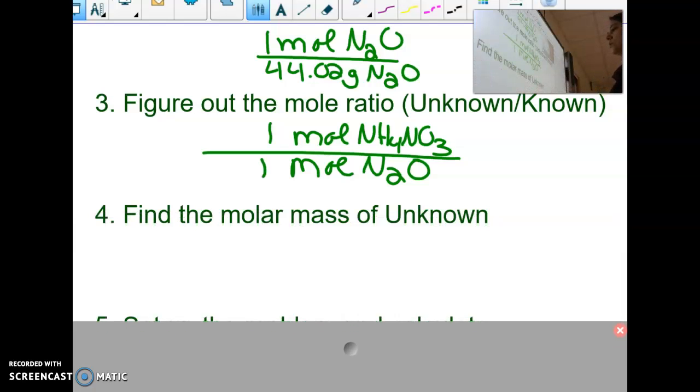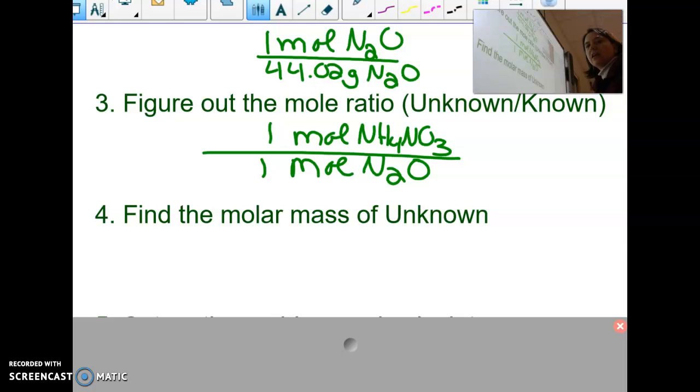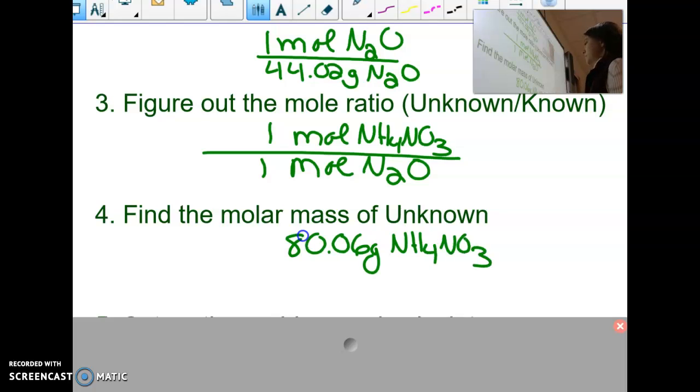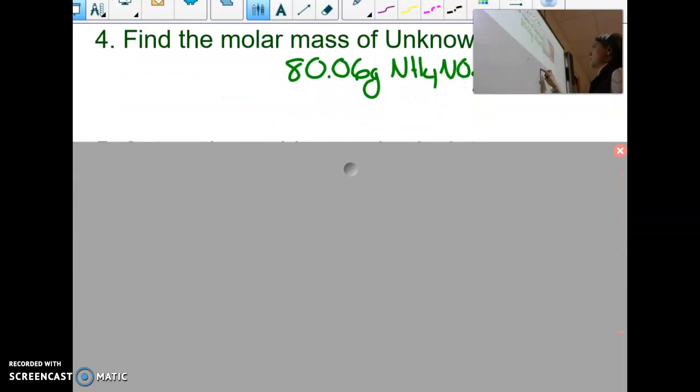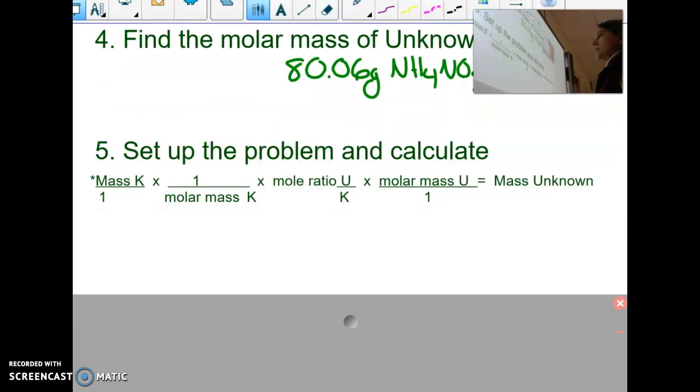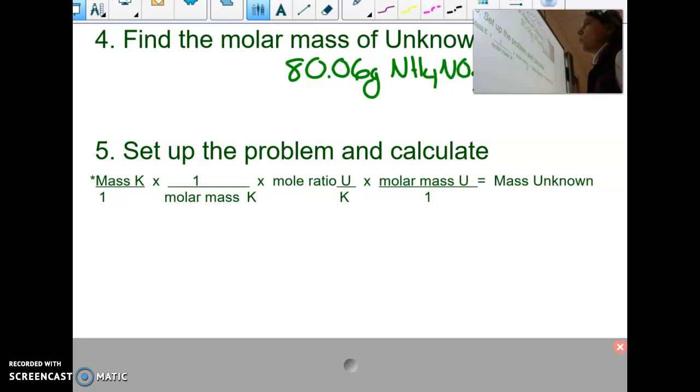Last thing we're going to do is we're going to find the molar mass of the unknown, which is our ammonium nitrate. So I'd like you to find its molar mass. If you got 80.06 grams, you would be correct. Okay. Then we're going to set up our problem and calculate, which is the mass of the known over 1 times 1 over our molar mass times our mole ratio times the molar mass of your unknown.